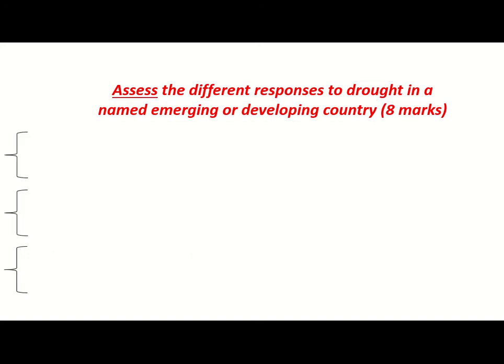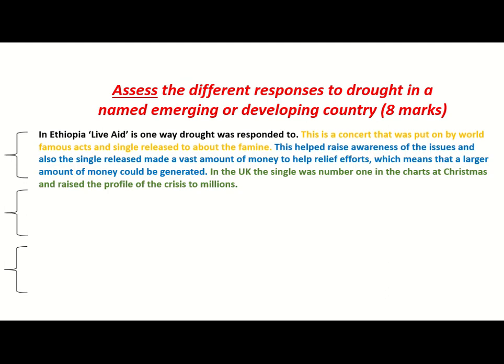So, assess the different responses to drought in a named emerging or developing country. Here we go. In Ethiopia, Live Aid is one way drought was responded to. Okay, so that's naming my first response, Live Aid. This is a concert that was put on by a world famous act and a single released about the famine. So that is describing what Live Aid was all about.